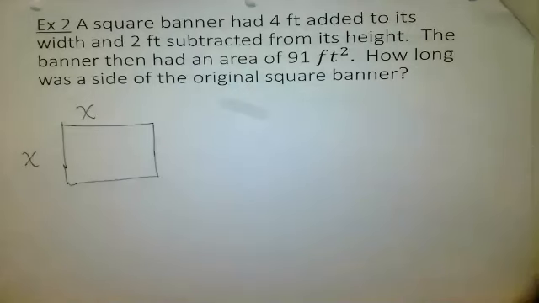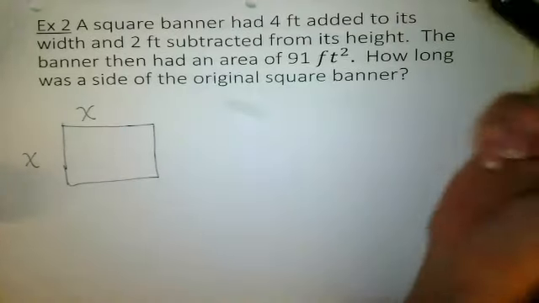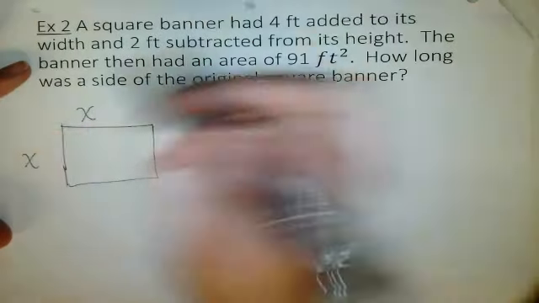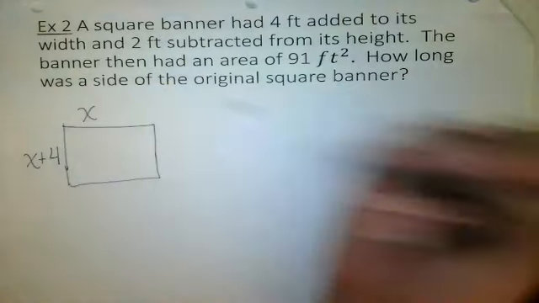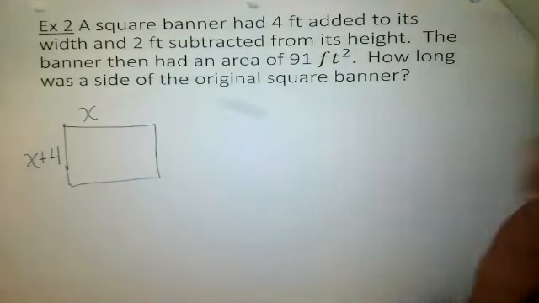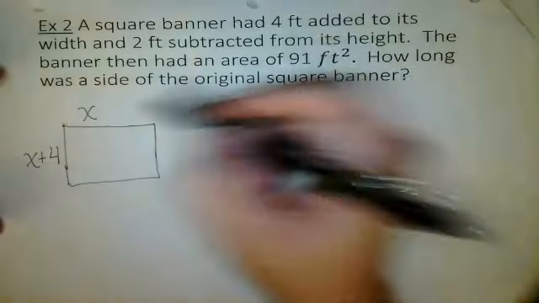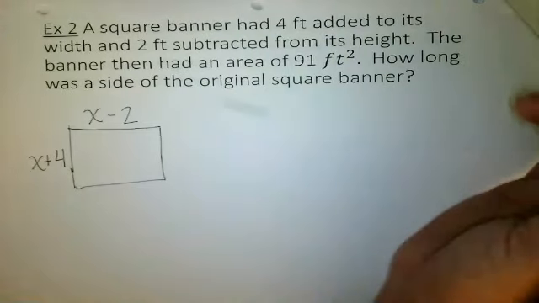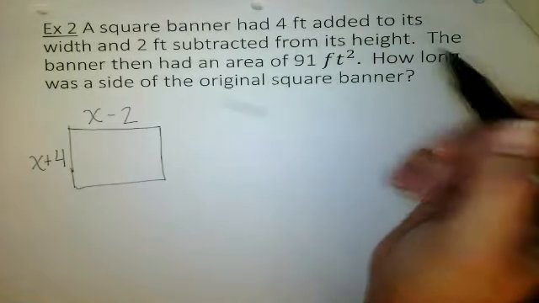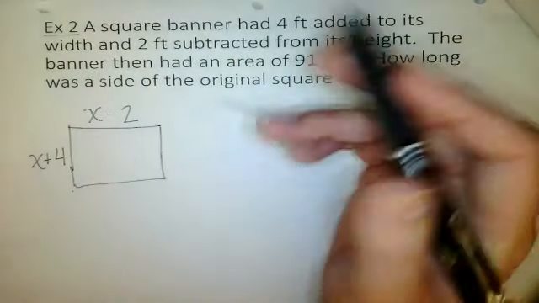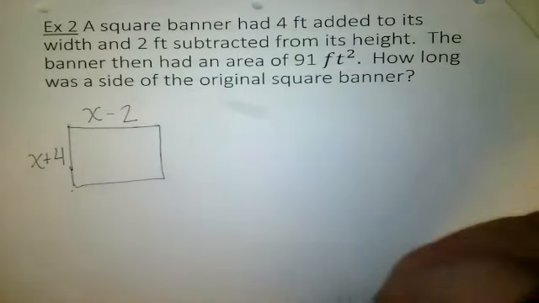Okay. So originally it was a square, but then someone decided to cut some stuff or add some stuff. The square banner had 4 feet added to its width. So I'm going to add a 4 to that. Does that seem good? And 2 feet subtracted from its height. So minus 2, sure. And then it had an area of 91 square feet. This would be the width and this would be the height, clearly.